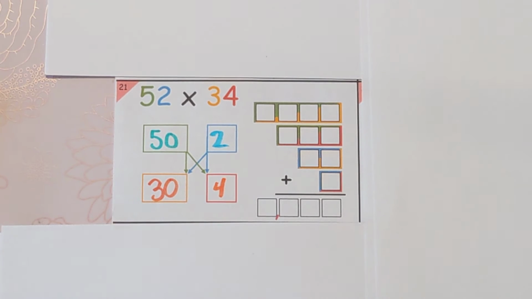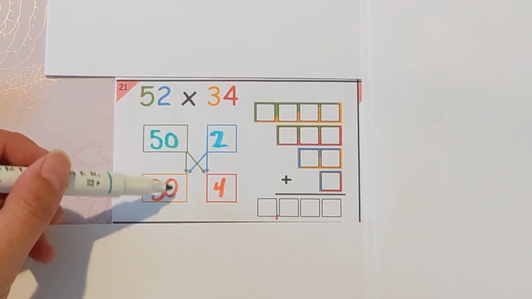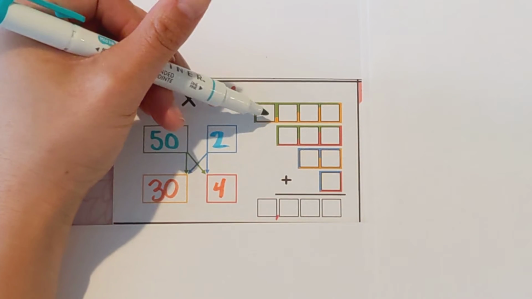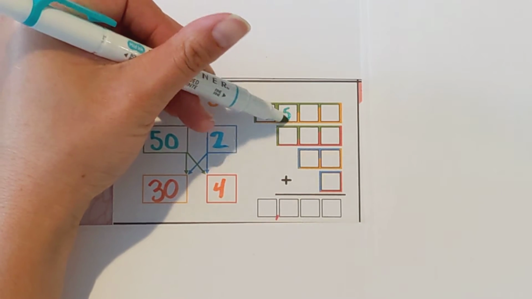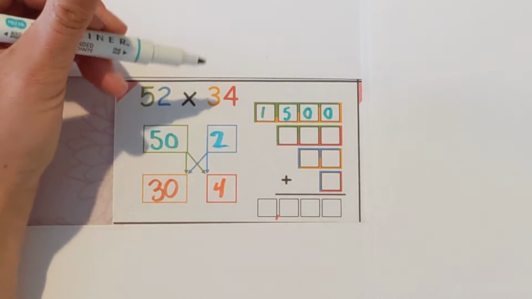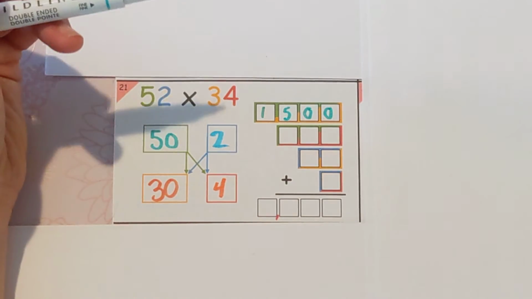So we'll start with 50 times 30. 50 times 30, you're just going to ignore the zeros and do 5 times 3. 5 times 3 is 15. And then you're going to stick 0, 0 back in. Therefore, 50 times 30 is 1,500.